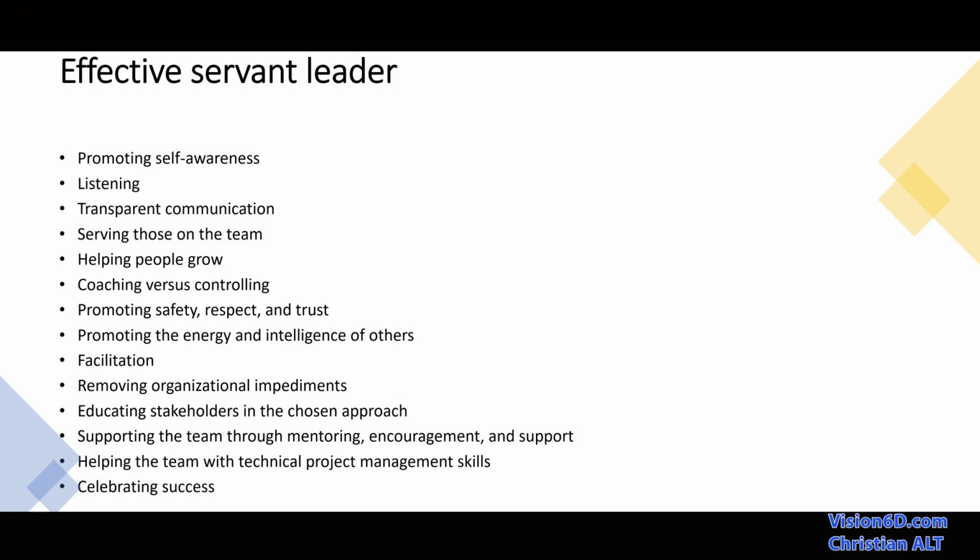when there is an issue, it's not the team facing the issue, it's me with the team. We are together facing the issue. And of course, if I can help with my knowledge of project management, I will do it.